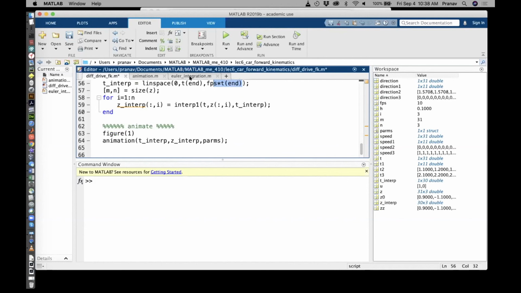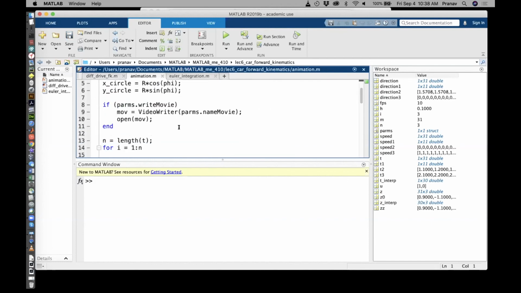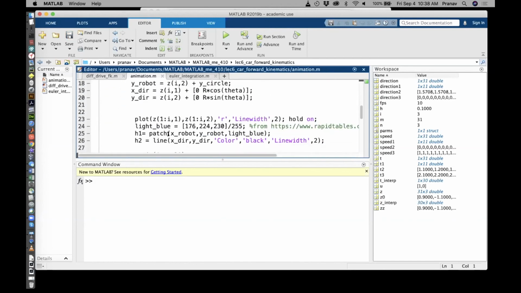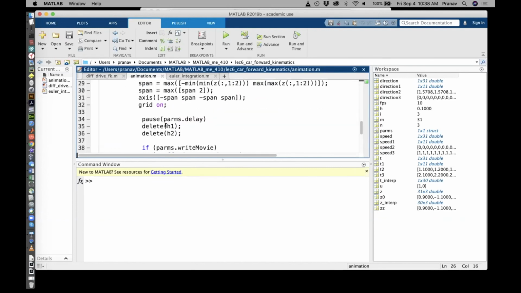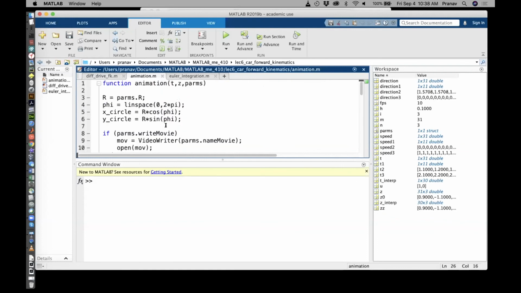Okay, and then the animation routine is pretty much what we did with the patch. There's a patch and there's a line because I want to draw the L. And you should be able to follow this given that we've talked a lot about animations previously.